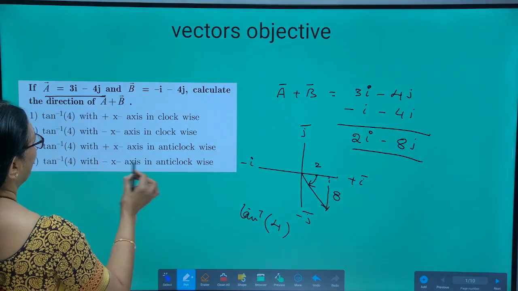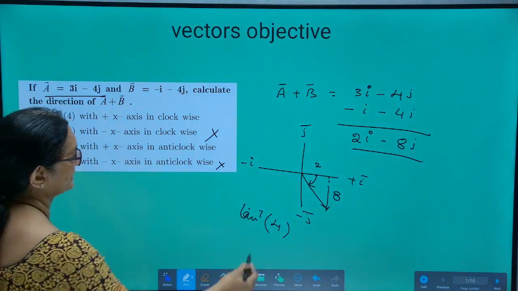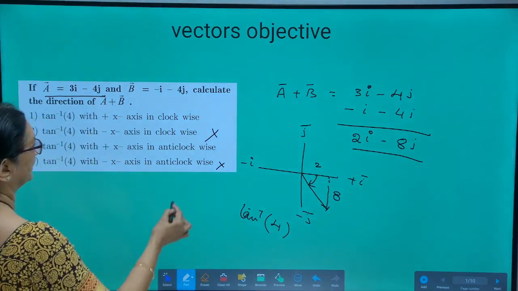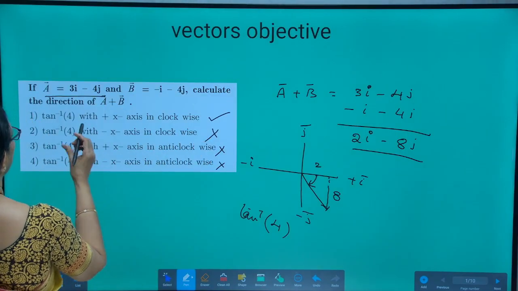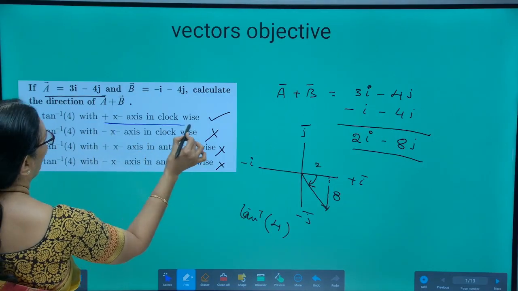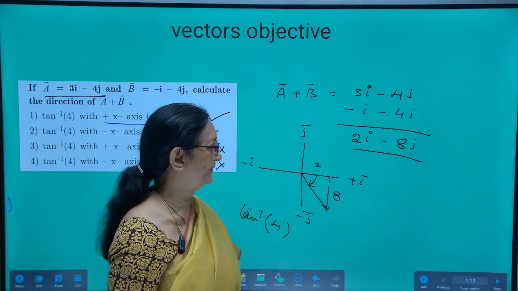You just look here, these two options are eliminated. With the positive x-axis, this is the clockwise direction, so this option is also eliminated. So the correct option is tan inverse 4 with the positive x-axis in the clockwise direction.